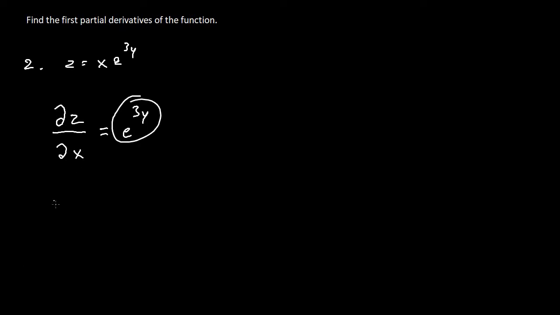So now let's find the partial derivative of z with respect to y. So in this case, y is going to be, well, we differentiate, and x is going to be a constant. So remember, the derivative of e raised to some function u, so the derivative of e to the u is going to be equal to e to the u times u prime.